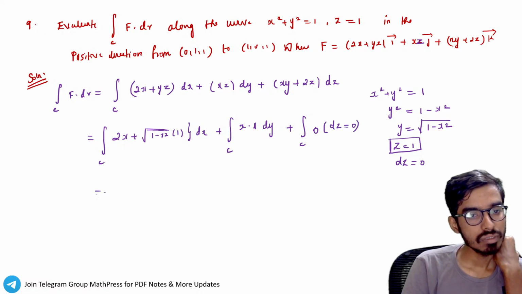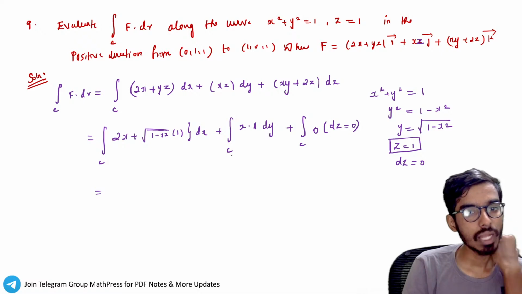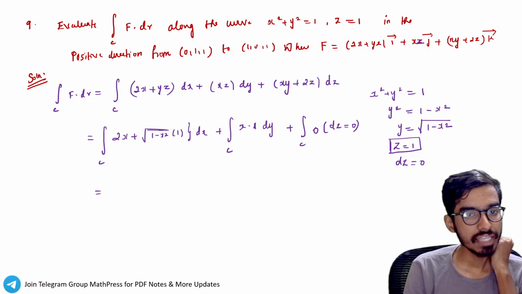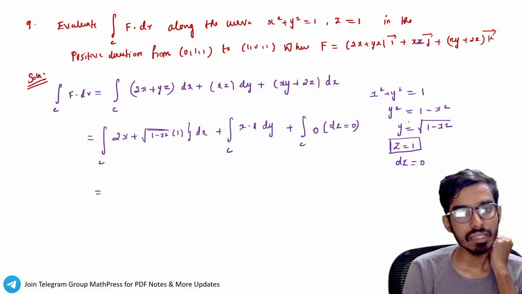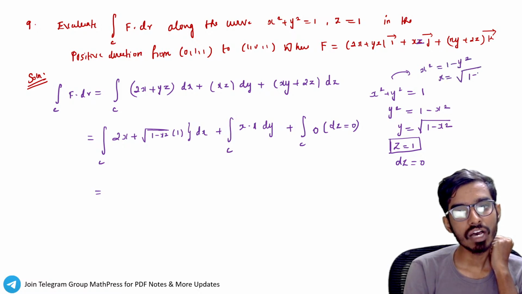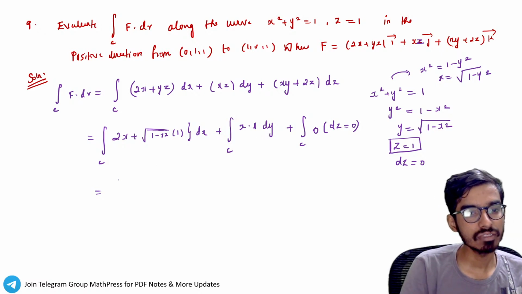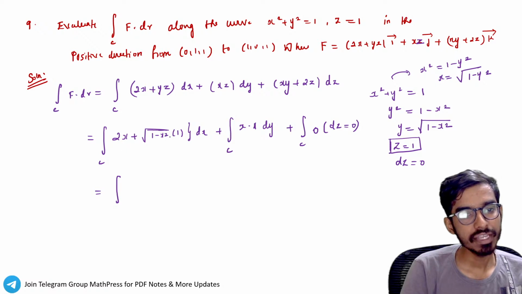Now what we will do is, here we have everything in terms of x, no problem, but here you can see x dy. So what we will do is we will shift x in terms of y. So we can easily do this, right? So x in terms of y. So x square is 1 minus y square. So x will be root of 1 minus y square. So y is root of 1 minus x square, or x is root of 1 minus y square. So you can see everything is x.